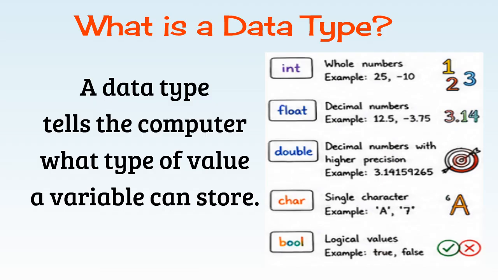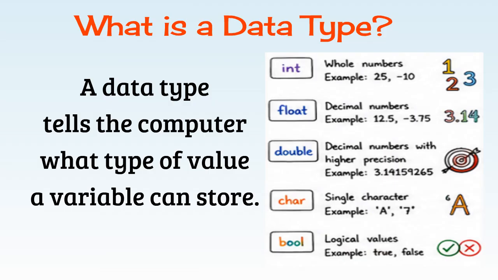The second data type is float. The float data type stores decimal numbers. For example, 36.5. Use float whenever your data contains decimal values. The third data type is double. The double data type also stores decimal numbers, but with greater precision than float. For example, 3.14159265535. Use double when you need more accurate decimal values.